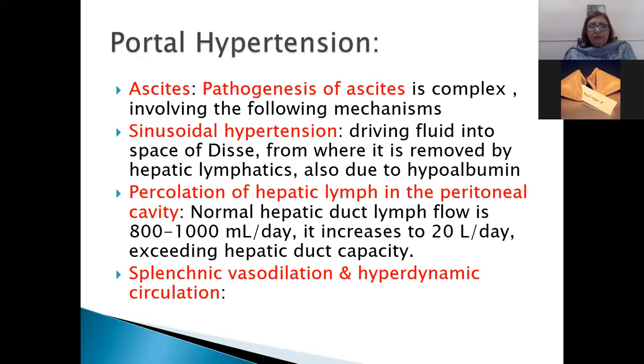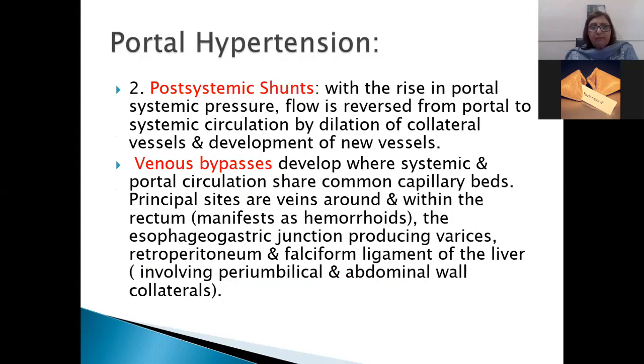Okay, and these are the causes of ascites: sinusoidal hypertension or increase in the splanchnic blood flow, or an increase in the normal hepatic duct lymph flow, which is normally 800 to 1000 mL. It increases to 20 liters. It can also lead to ascites.